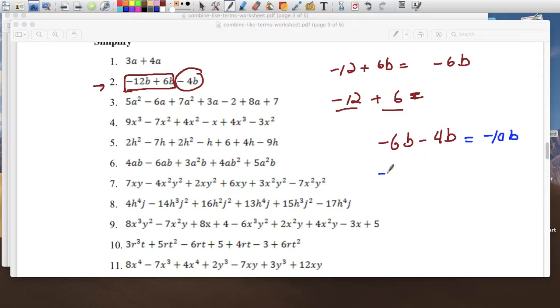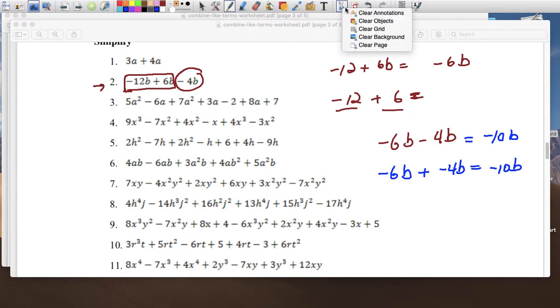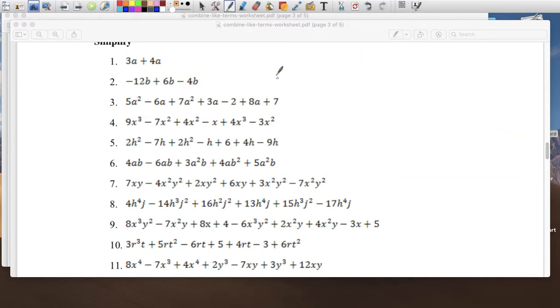I'd like you to change this to an addition problem. Negative 6b plus, and this becomes negative 4b. And now you can clearly tell that they're both negatives, and we're going to add those two, right? Because then it's just going to become negative 10b. And that's how you should be doing the problem. Okay, there's no reason to hurry, but rather do it correctly.